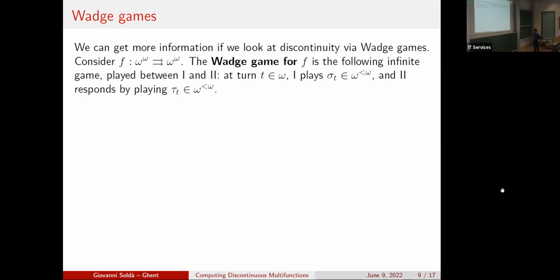It's played between two players, player 1 and player 2. At every turn t, player 1 plays a string, potentially an empty string, of natural numbers, and player 2 responds by playing another string, which can potentially be empty. The final play of player 1 is obtained by concatenating all the small strings that player 1 played so far, and similarly for player 2. We call these x1 and x2. But since we were quite generous about what they were allowed to play, they might output, not reals, but funny strings.